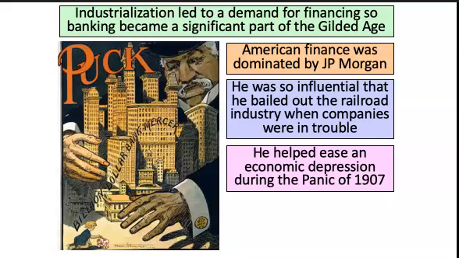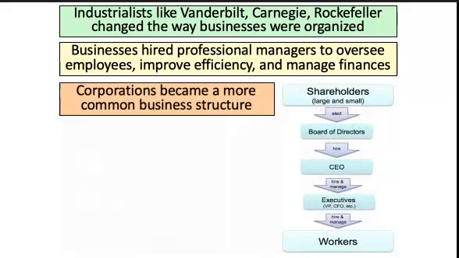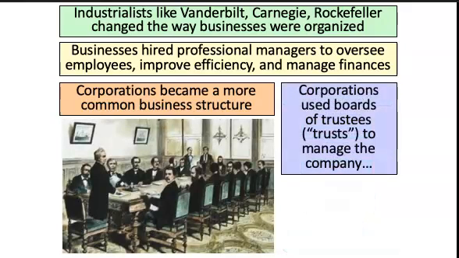But all of these guys together, such as Vanderbilt, Carnegie, Rockefeller, changed the way that businesses were organized. Because as they grew, they needed to hire professional managers. These professional managers were overseeing employees. They improved efficiency, managed finances, things like that. And these big businesses were so about efficiency that these managers were needed. And so this leads into this common business structure of the corporation, where we see shareholders, boards of directors, CEOs, executives, and finally workers. And these boards of directors use what was sometimes known as boards of trustees or trusts to manage the entire company.